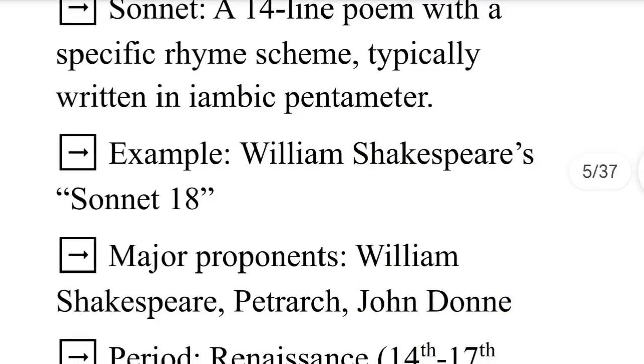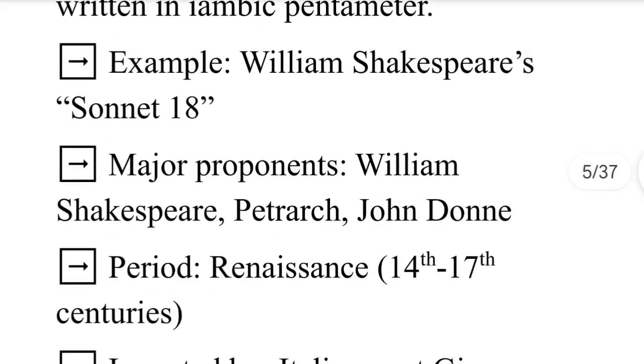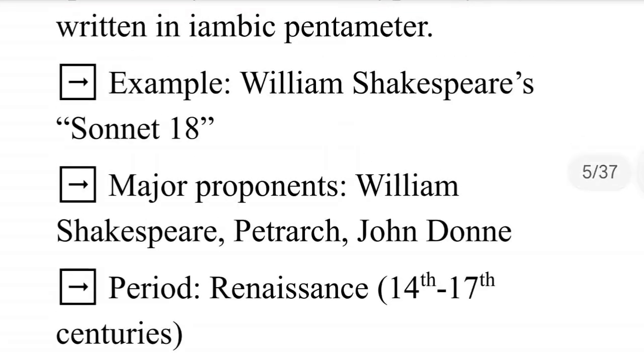And the major proponents of the sonnet form are William Shakespeare, Petrarch, and John Donne. Apart from these, there are many poets who used this form to write their poetry. It was popularized during the Renaissance period, that is 14th century to 17th century, which means 14th, 15th, 16th and 17th century. Sonnet was the major form of poetry during the Renaissance period.